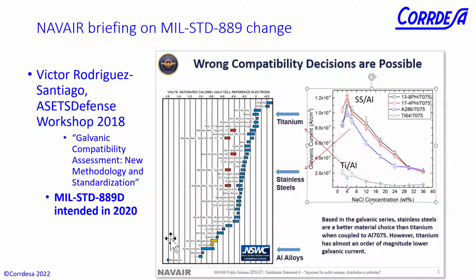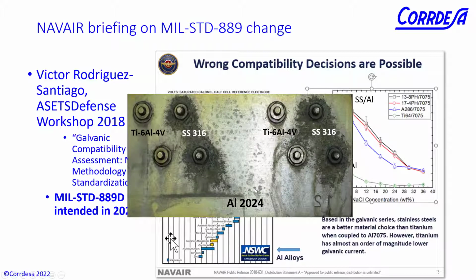So this isn't a good thing, because your standard points you towards a material that is not going to be the best choice. And as I said, they found this in practice with some tests. We've got some aluminum alloy here, and you can see titanium fasteners, stainless steel fasteners, and the galvanic corrosion is much, much worse around the stainless steel fasteners.